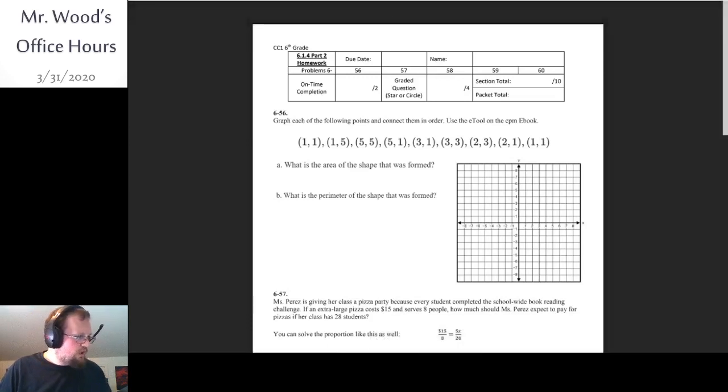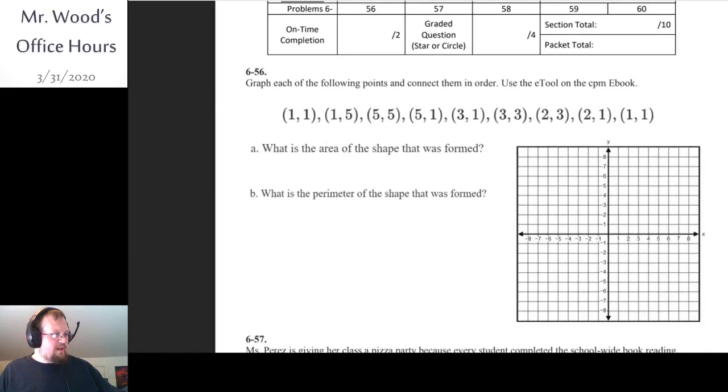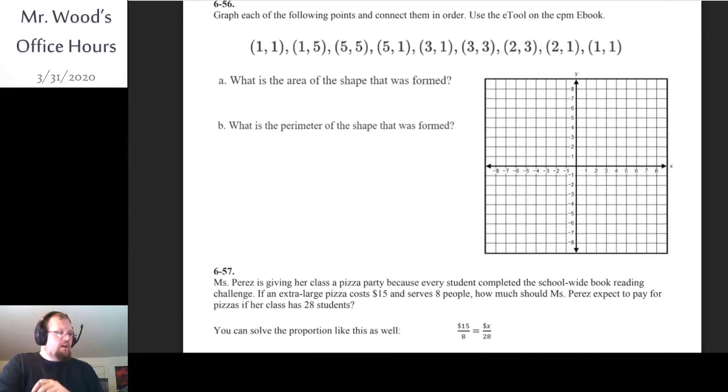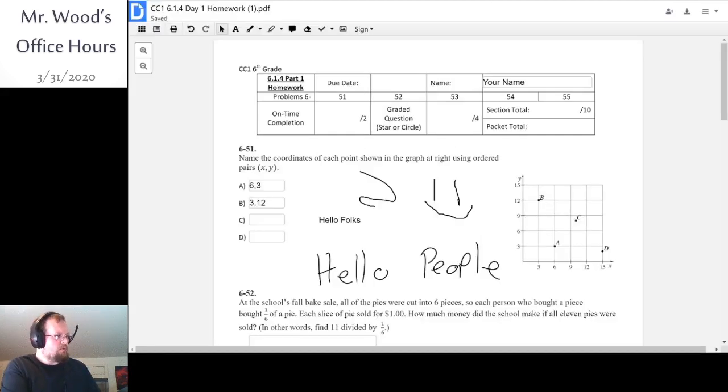If you draw all of these and then try to find the area of it, that's what it's asking you to do. It says to graph each of them and connect them in order. But I want you to notice I suggested that you use the E tool in your book.